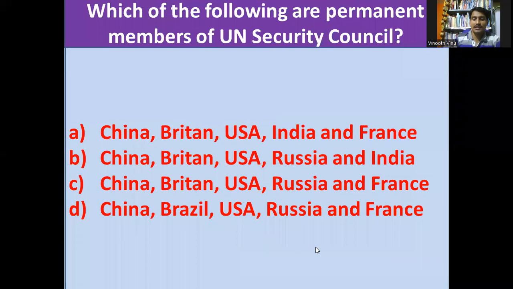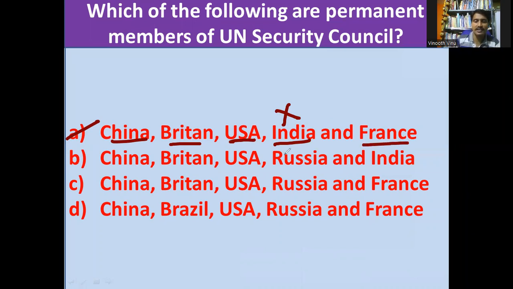Yes, we will see another question regarding this. Which of the following are permanent members of the United Nations Security Council? First, we will see option A: China, Britain. Yes, Britain is there. USA is there. India is not a permanent member, and France is there. Therefore option A is not the answer.